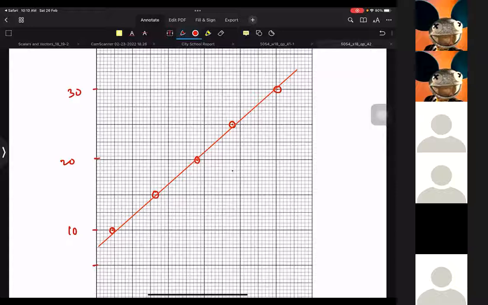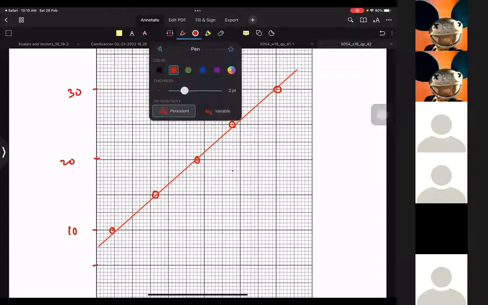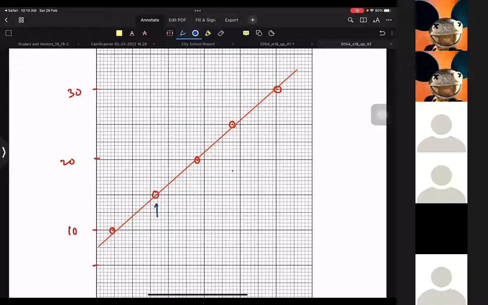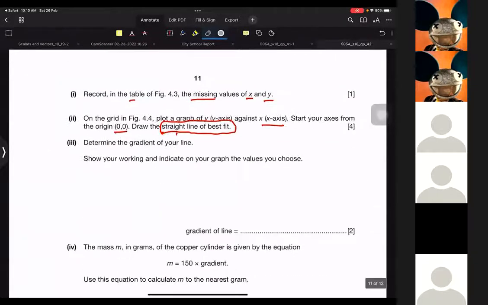If you look at it, it is crossing through this point. So let me use a different color. It crosses this point, but this point and this point are below, and this point and this point are above. So it means that I have created that balance, which makes this line the line of best fit. It is not necessary that you cross the maximum number of points. That is a wrong conclusion. I hope that's right. Then it says determine the gradient of your line and indicate on the graph.